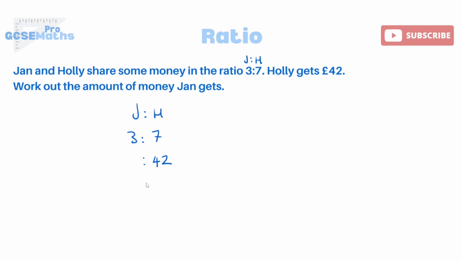Now I can compare them. Do you see how I've got 2 numbers on Holly's side? So I could work out, okay, well, how have we gone from 7 to 42? I.e., let's divide that. Gives us 6. So it's 6 times bigger, isn't it? Therefore, whatever I do on one side, I'm going to do the same on the other. So to find Jan's amount of money, I need to times her 3 parts by 6 as well, which is 18.